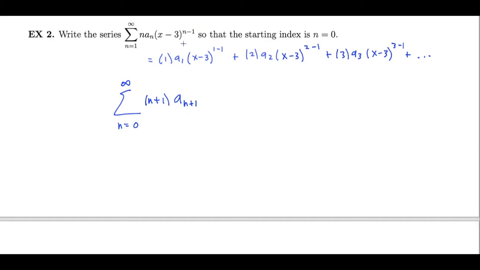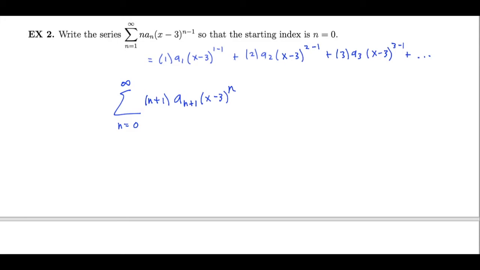Same idea with this exponent. If you look, when I simplify this exponent, I actually get 0 in the exponent, and then I get 1, and then I get 2, etc. So the exponent on this x minus 3 term could simply be n. And that's it for this problem. I'm not going to do any more computations or modifications.